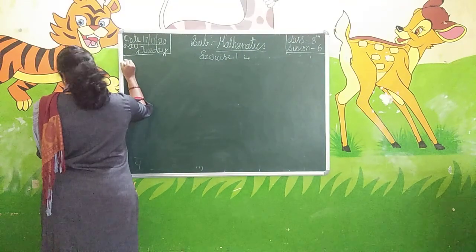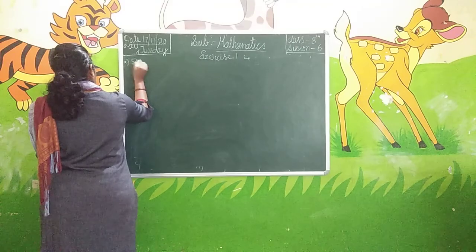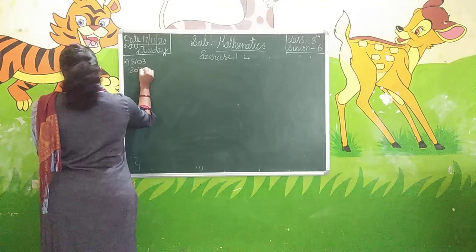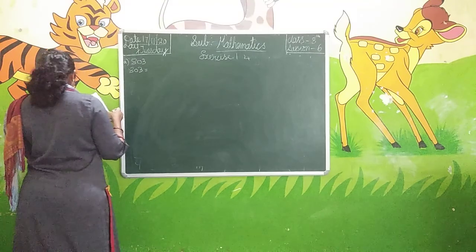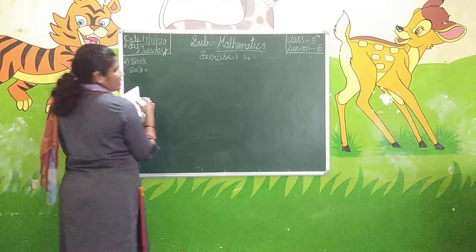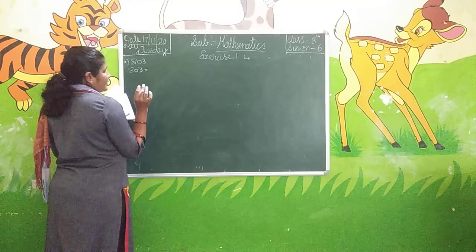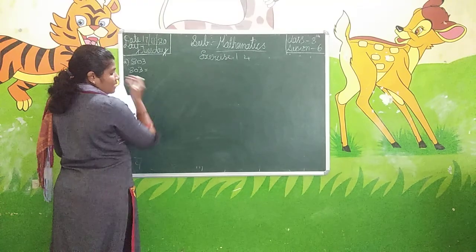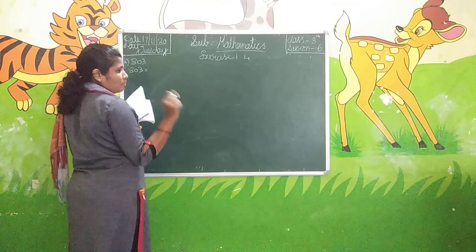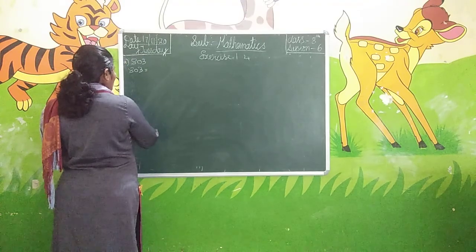Okay, first number is A. Take it as 803. First we have to check whether 803 is divisible by 3 or not. How do we check divisibility by 3? We add the digits of the given number, and the sum should be a multiple of 3. If it is not, it means the number is not divisible by 3.